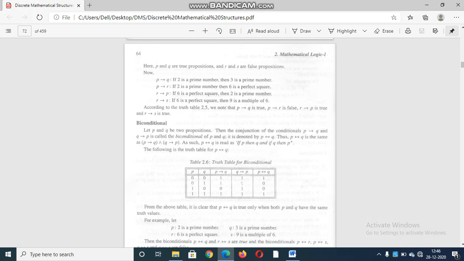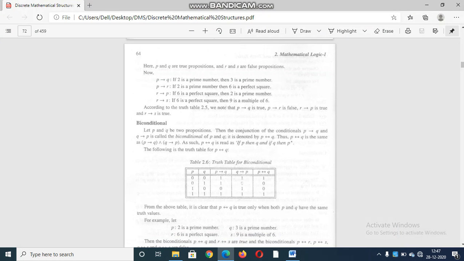You observe the biconditional. Before doing the biconditional, the symbol is observed here: P implies Q, Q implies P. Once again, you are writing both arrow marks in this manner. This we call a P biconditional Q.